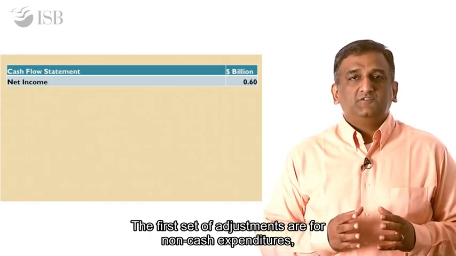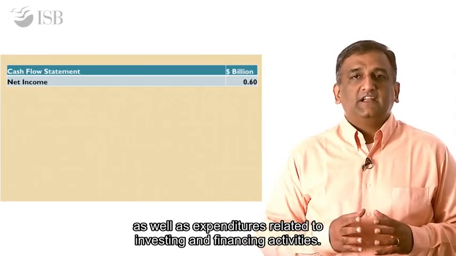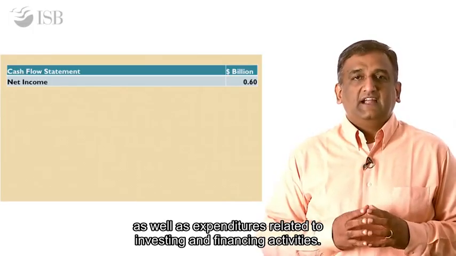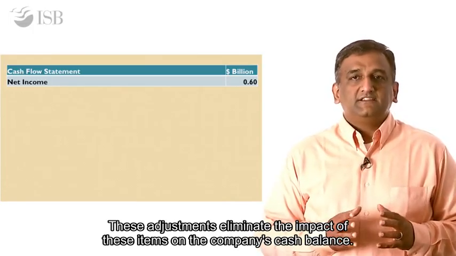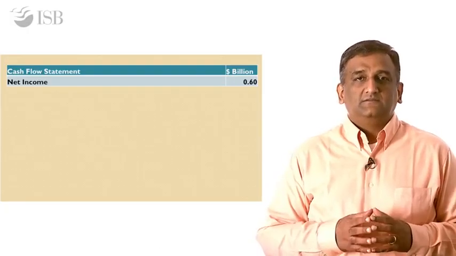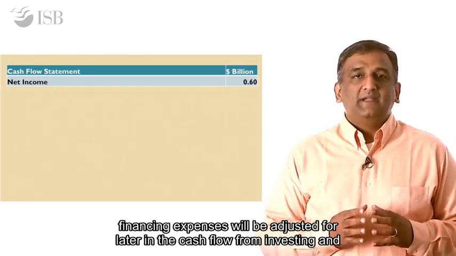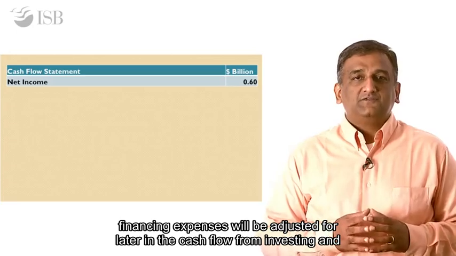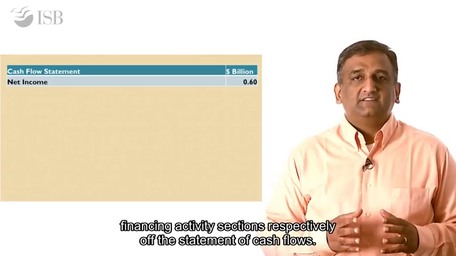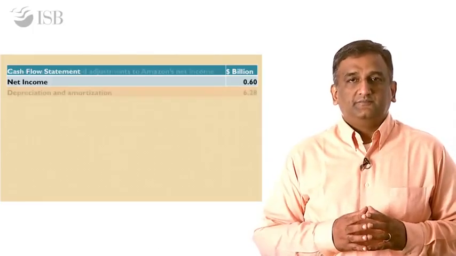The first set of adjustments are for non-cash expenditures as well as expenditures related to investing and financing activities. These adjustments eliminate the impact of these items on the company's cash balance. Cash-based investing and financing expenses will be adjusted for later in the cash flow from investing and financing activities sections, respectively, of the statement of cash flows.